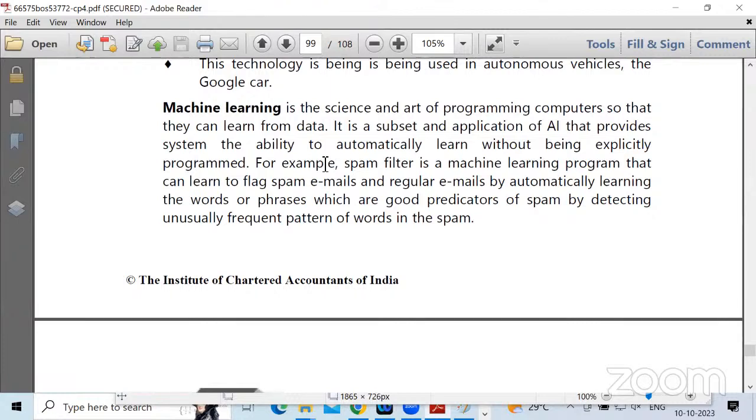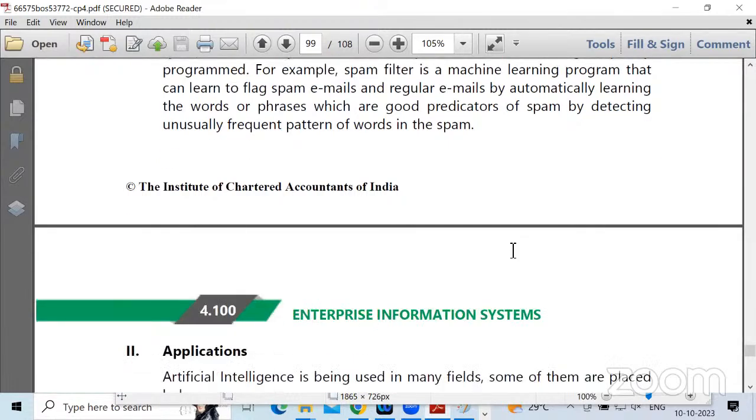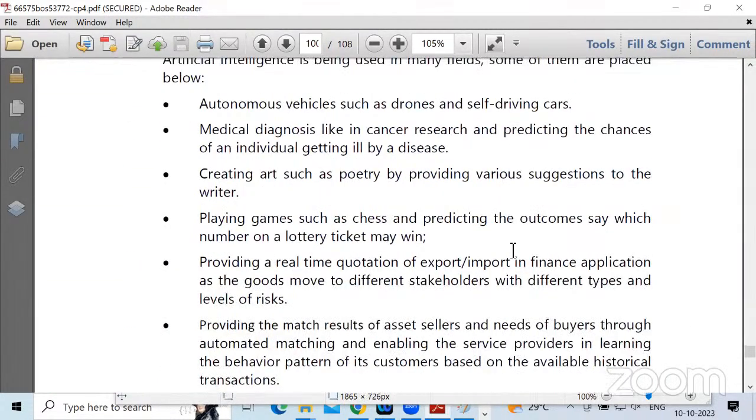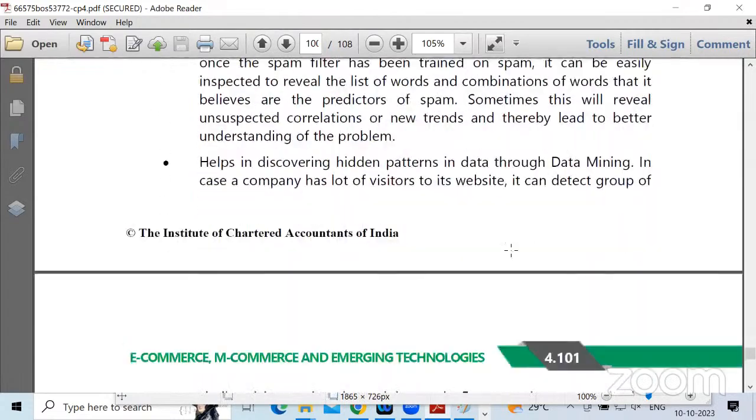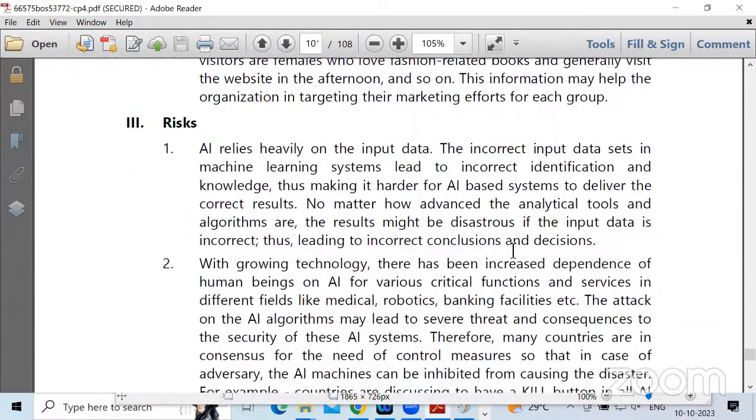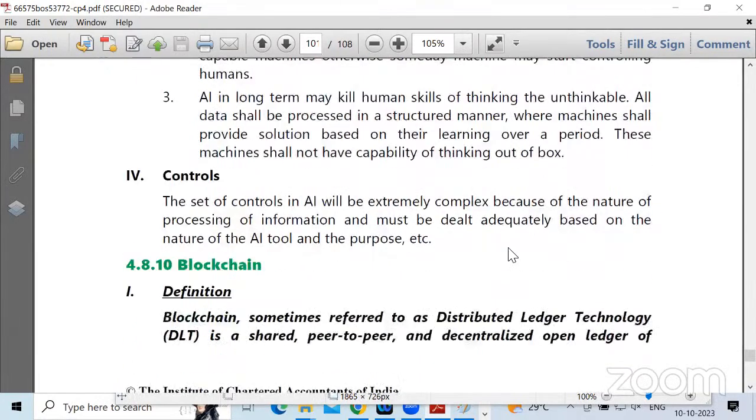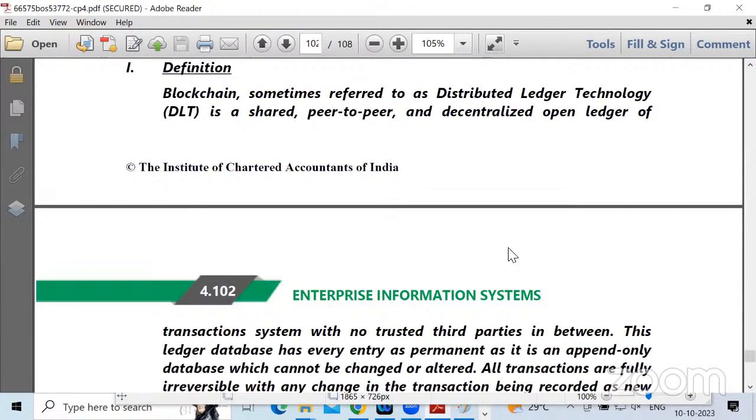This is one example. Another example: you are traveling every time, and at 12 o'clock or 1 o'clock you make an order on Zomato for food. One day if you forget, a message will automatically pop up saying that you place an order, the hotel is near. All these things are considered to be things related to machine learning. Now, blockchain is the last one.